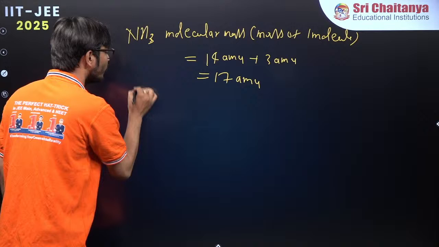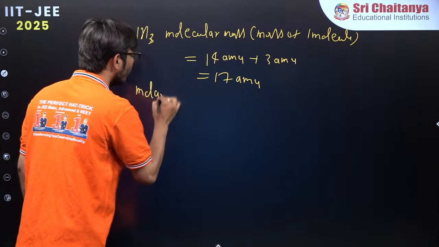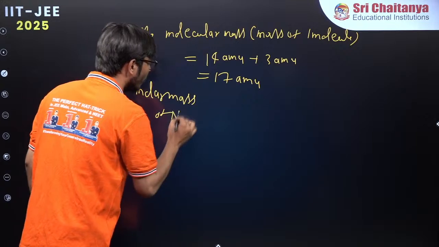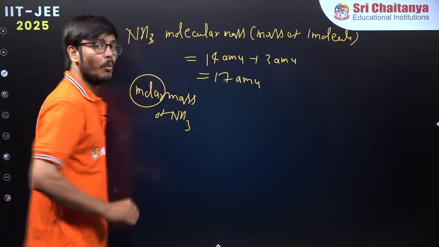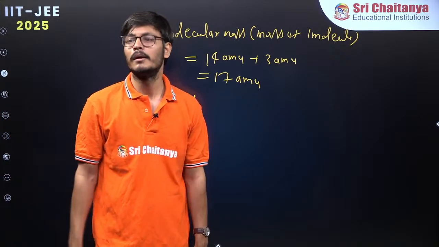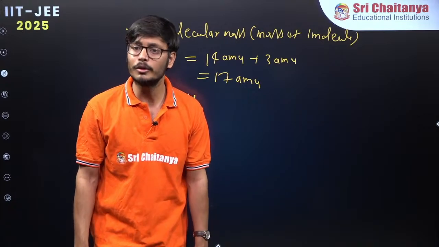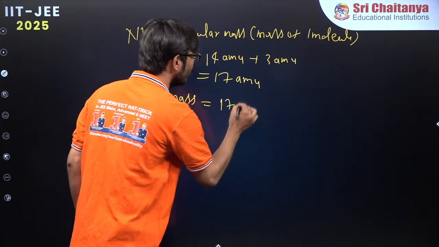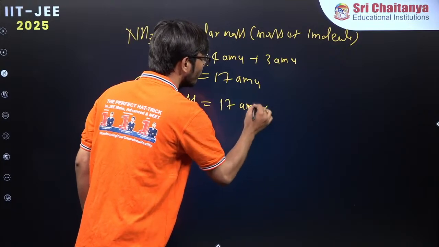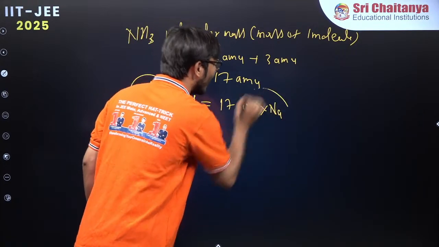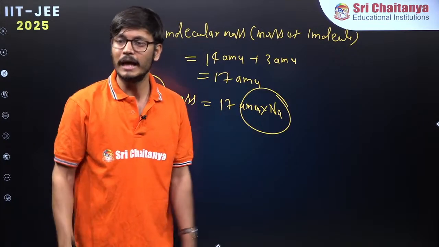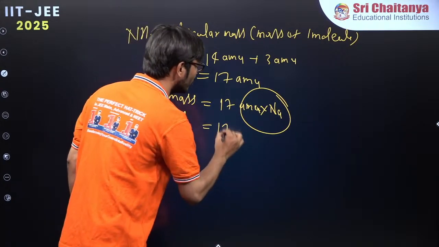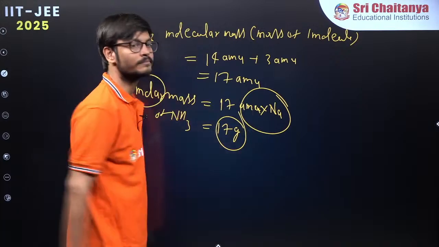But now I'll change the question. Now my question is, find the molar mass of ammonia. Now, simply, mole means Avogadro number. So what to do? Multiply by mole. So 17 AMU, very good, into Avogadro number. And we know that AMU into Avogadro number is nothing but 1 gram. So this value comes out to be 17 gram.